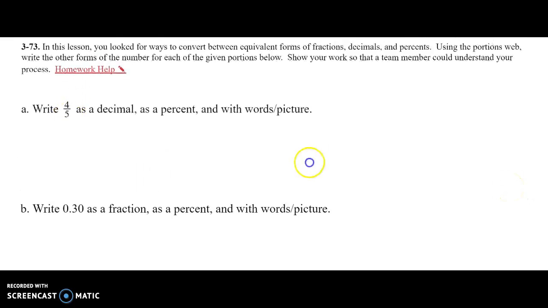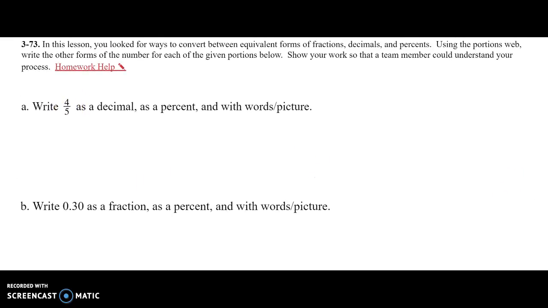All right. So it's just talking about looking for ways to convert between equivalent forms of fractions, decimals, and percents, right? How to say the same thing just in a different way. So the first one, we want to write 4/5 as a decimal, as a percent, and with words. So as a decimal, so I'm going to do my little portion web up here.